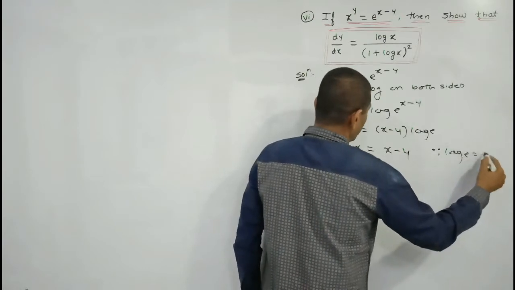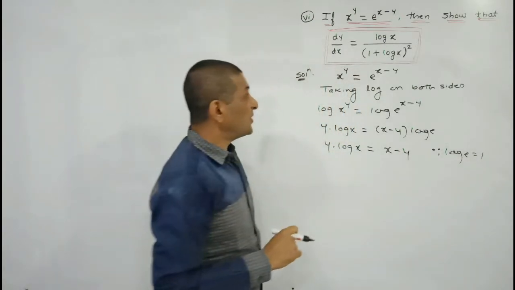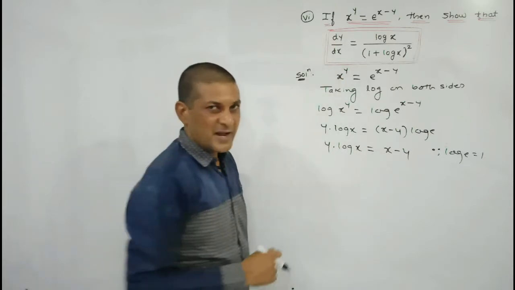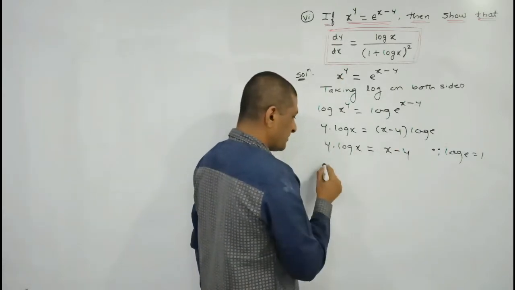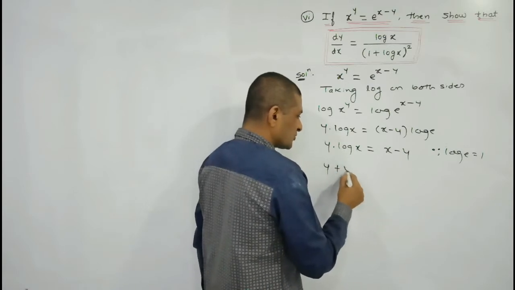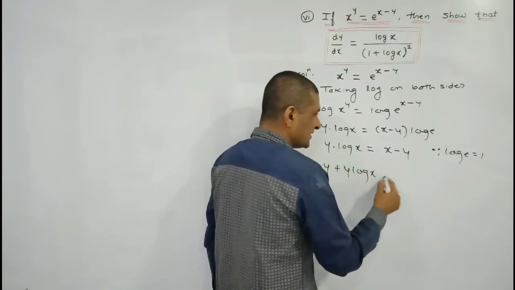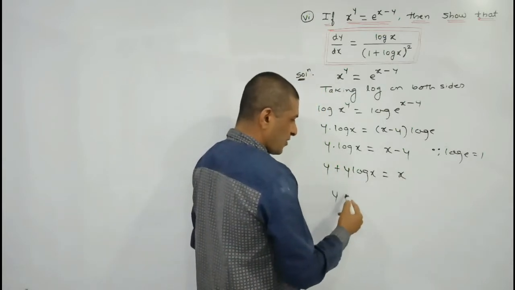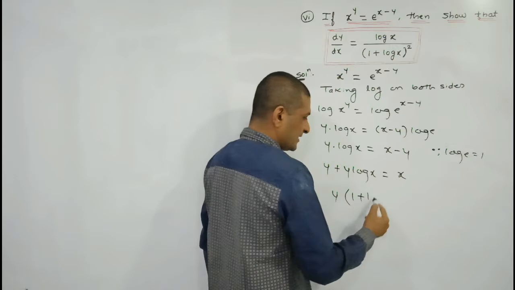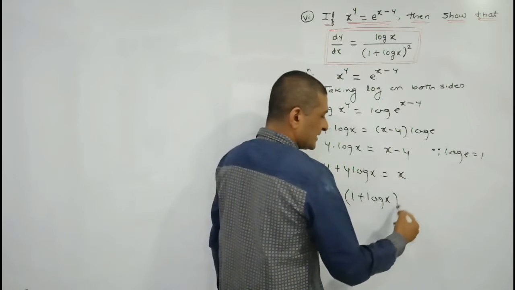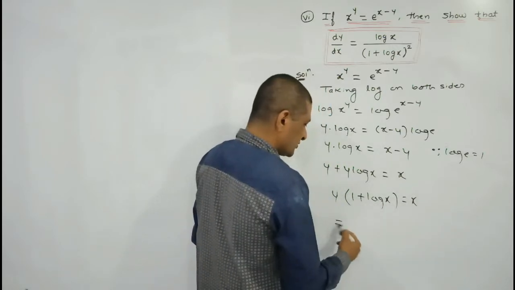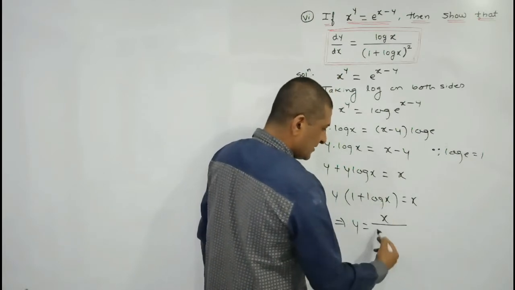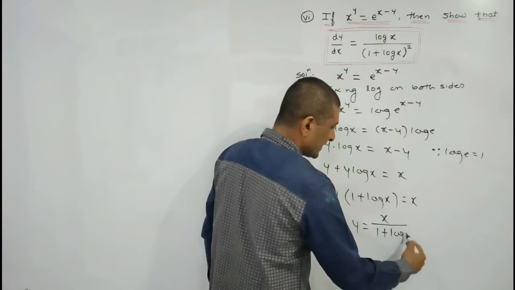because we know that the value of log e is equal to 1. Since we have to find the value of dy by dx, on one side we are collecting the terms of y. So minus y on this side will become plus y, plus y log x is equal to, remaining term on this side is x. If we take y common from both the terms, here we will get 1 plus log x. On the right hand side x, keep it as it is. So this implies that y is equal to x divided by 1 plus log x.